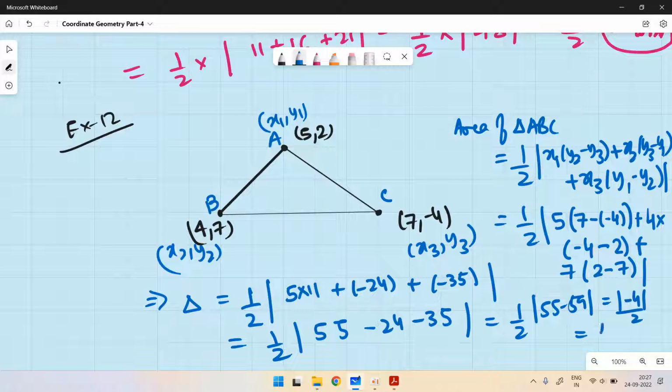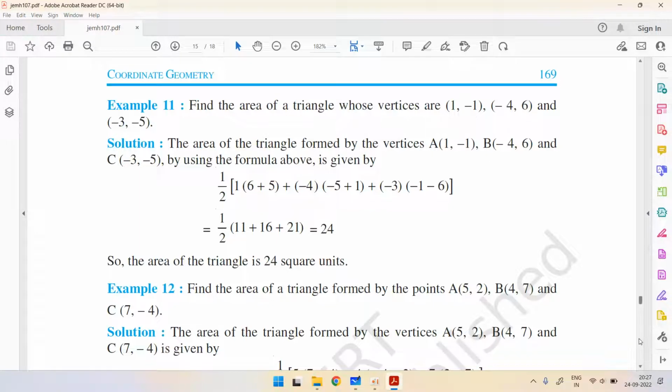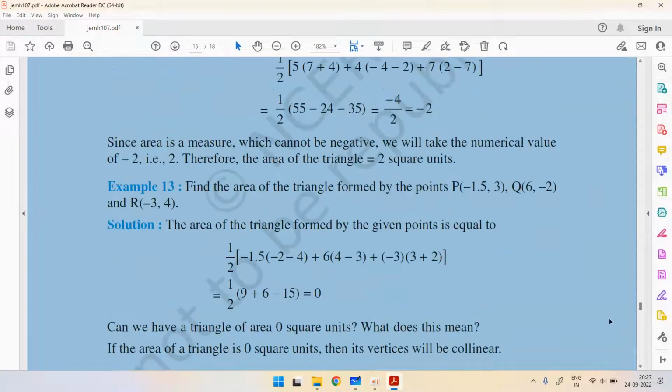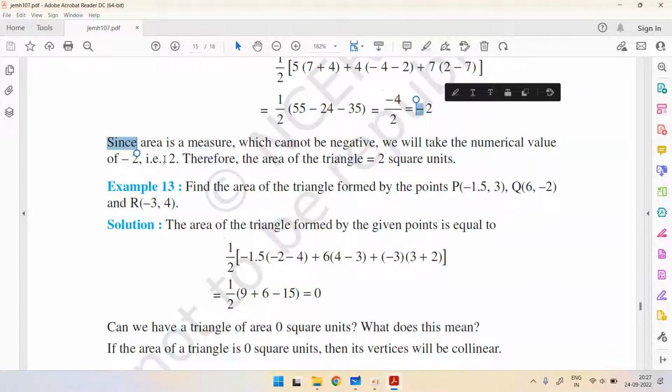So mod of minus 4 is 4 only, so 4 by 2 is 2 unit square, this is the answer. It is minus 2, but since the area measure cannot be negative, we take the numeric value of minus 2, that is 2. Therefore the area of the triangle is 2 square units, hence 2 square units is the answer, which I have also shown that the area will be 2.